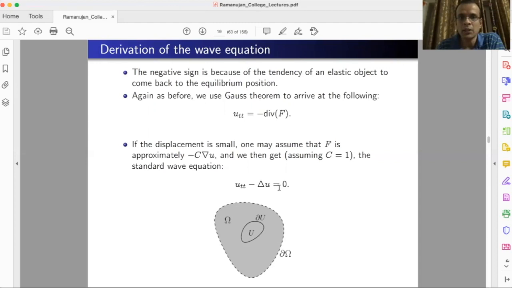So this is part one, and we'll actually go into some properties of the Laplace equation in part two.